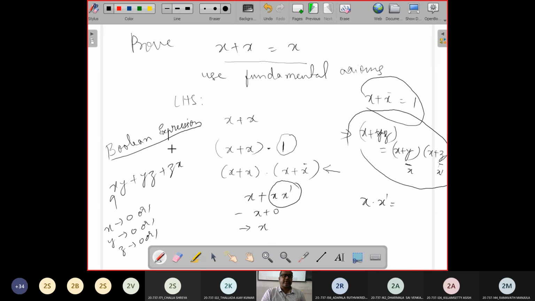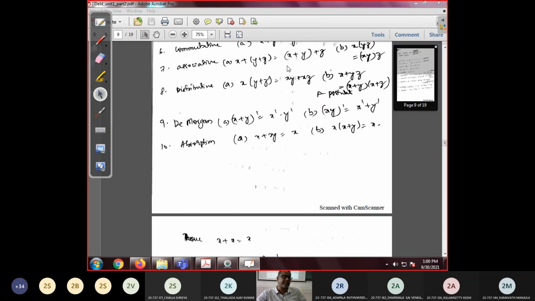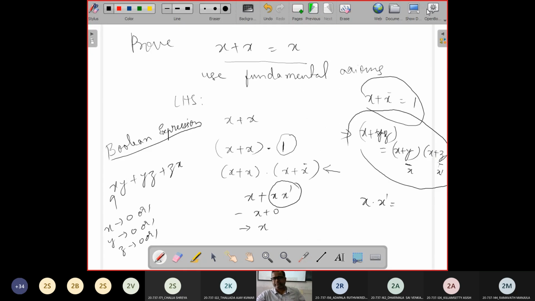I'll be regularly using the list of fundamental axioms and theorems which you have just listed down in order to simplify Boolean expressions. How do you actually do that? We'll try to understand in the coming classes. For now, I have shared this PDF on Teams. Please go through this PDF for the list of fundamental axioms and theorems. In the coming classes, we are going to use them again and again for our discussions.